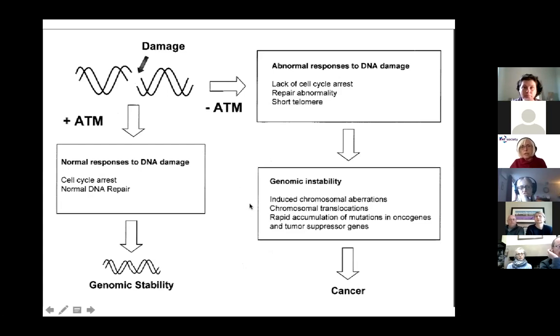Okay, so just to finish, I've got this fairly simple slide. DNA damage can affect your DNA, and if you could respond to that normally, you just maintain genomic stability and you try not to get too many mutations. If you don't have ATM, you can have abnormal responses to damage, and although often that is lethal, and that's bad news for some of the other features of AT, from a cancer perspective, lethality is actually a good thing because you can't be a cancer cell if you're a dead cell.